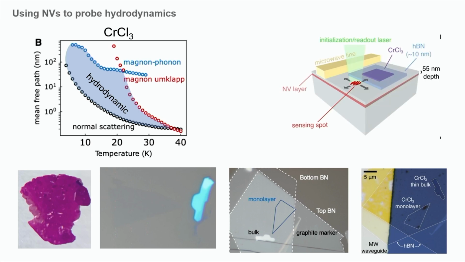So here's a schematic diagram of what it looks like. You have this set of NV centers that are buried roughly 55 nanometers below the surface, and you're therefore accessing this length scale where maybe you could see signatures of spin wave hydrodynamics in the material.